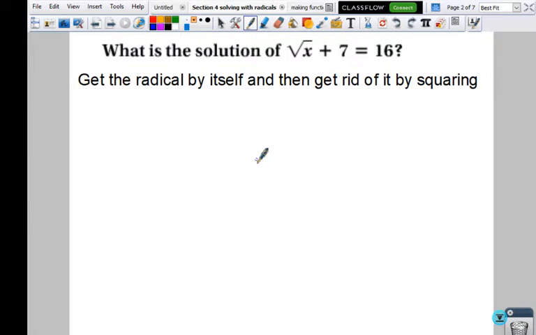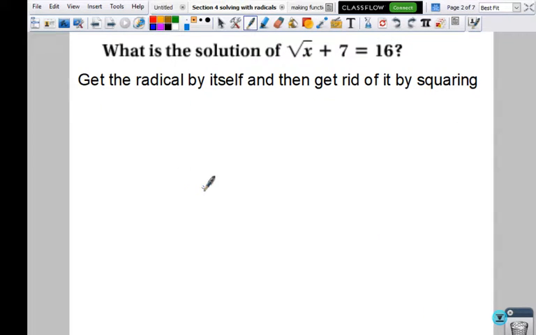Okay, so today we're going to be solving equations with square roots, which you guys have actually done. I think you guys have done really similar things to this before. So it's not going to be super new. A lot of it will be pretty similar. So we're going to find the solution of square root of x plus 7 equals 16.